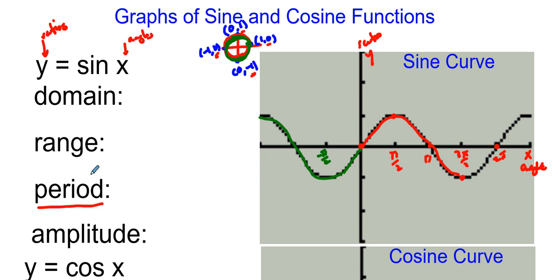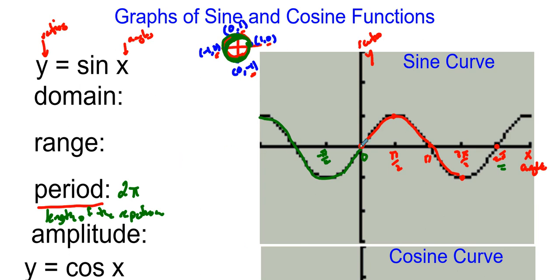Now, the question is, what is the period? A period is the time or length of the repetition. And so here we can see, what does it take to go around a whole entire circle? Well, from 0 to 2 pi is the period, the time it takes for the sine to repeat.